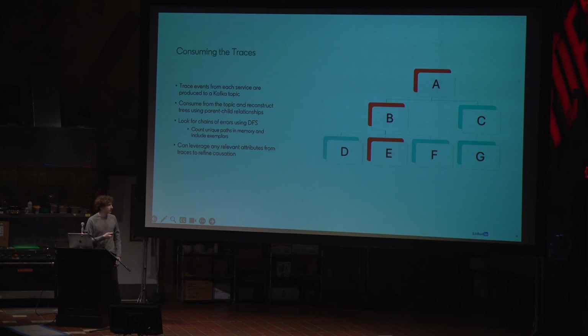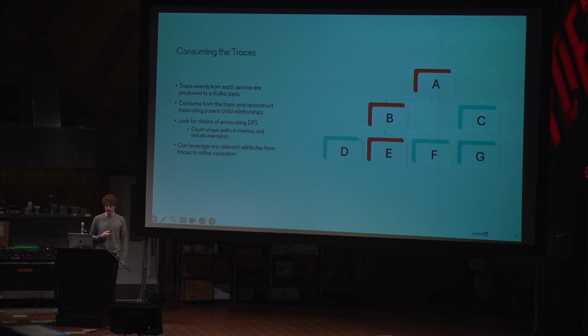Let's look at this example on the right. We start at A, and then we look for if there are any children with errors. And so we find B. Then we go to B and look for children with errors and get to E. And then we hit our stopping point where there are no children, and we can consider that the blame or the end of the impact path.